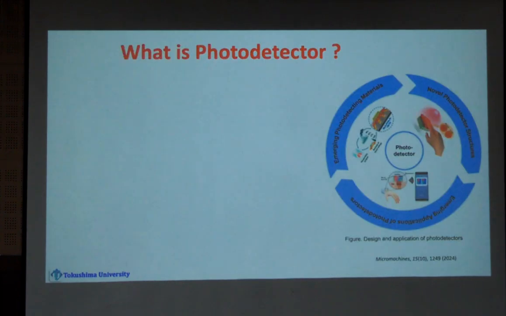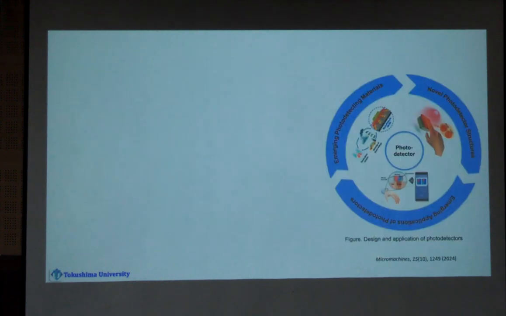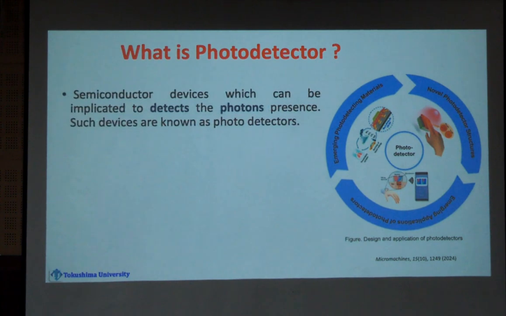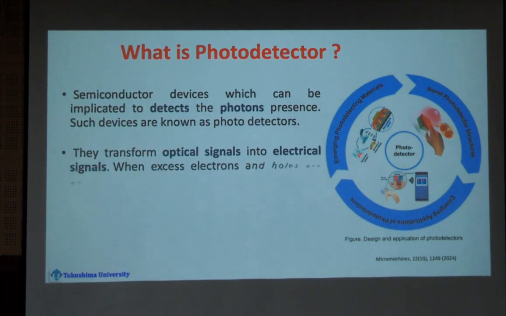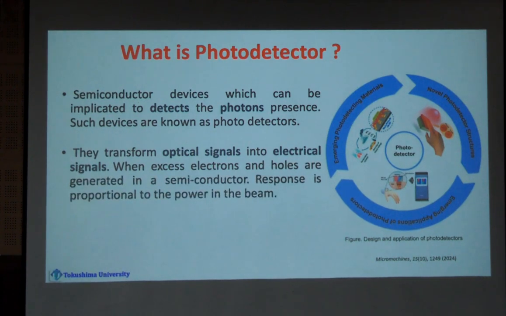The next is the photodetector. Photon, light. A semiconductor device which can be implemented to detect the presence of photons is known as a photodetector. So it can detect the light, it can detect the photons.